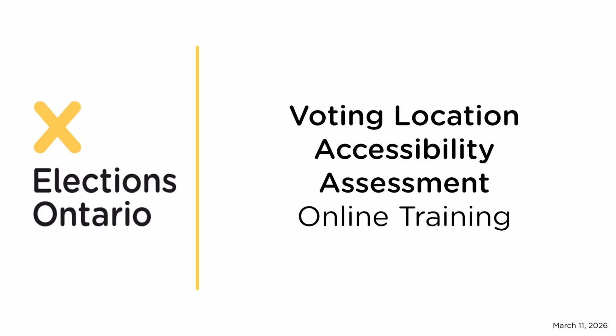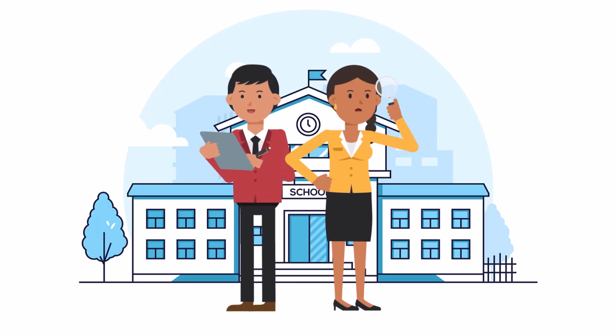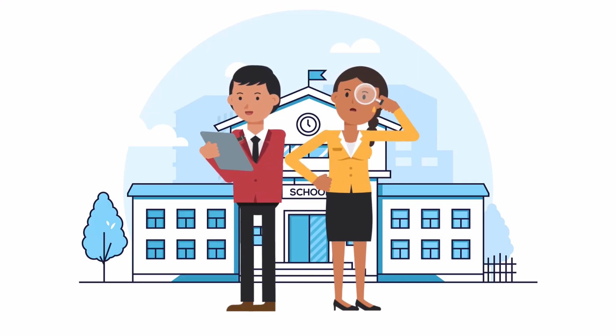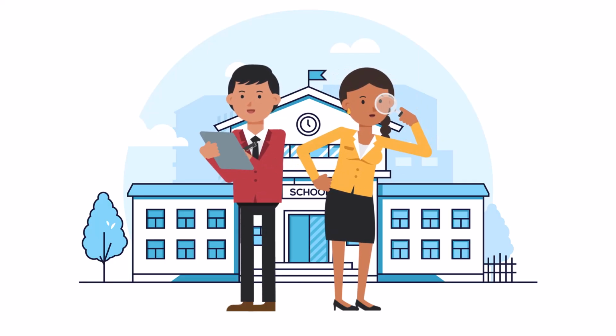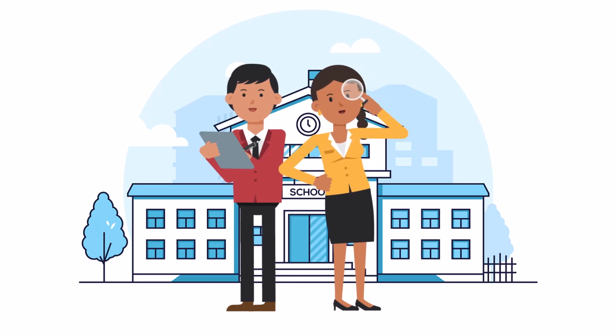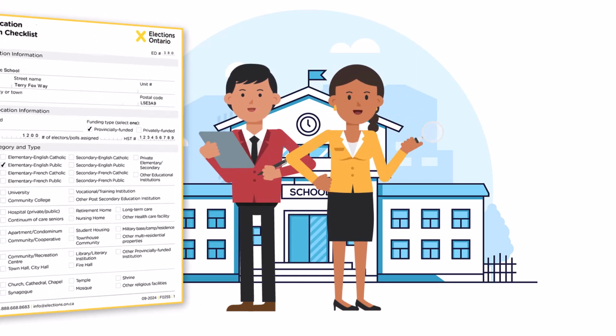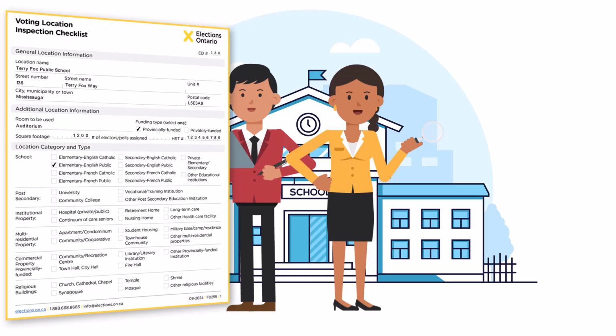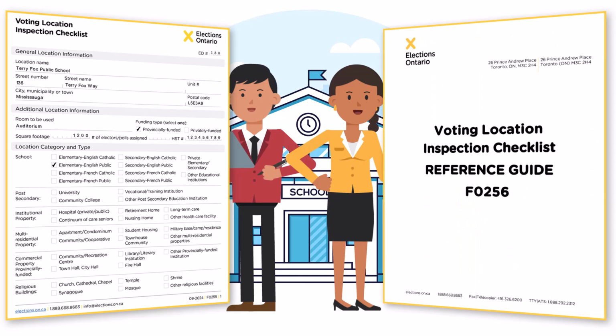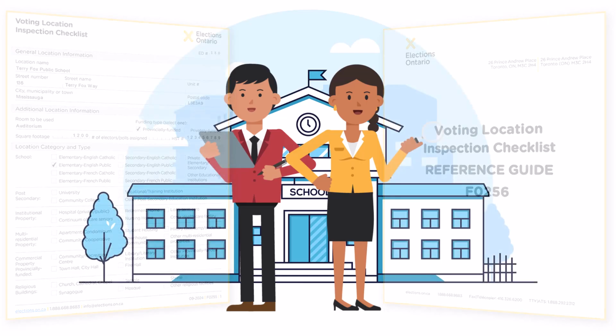Welcome to the Voting Location Accessibility Assessment online training. To prepare for the next general election, you are required to conduct inspections of all voting locations in your electoral district. Please have a copy of the Voting Location Inspection Checklist, Form FO-255, and the Voting Location Inspection Reference Guide, Form FO-256, on hand during this training.